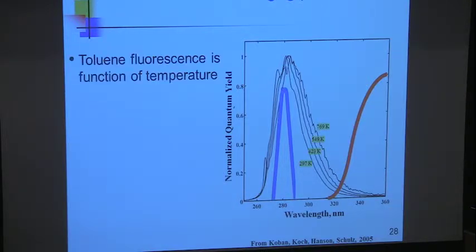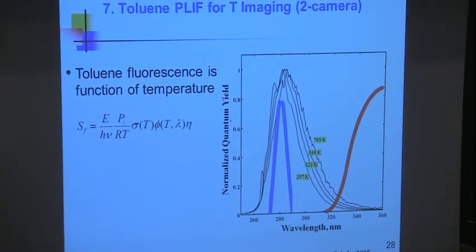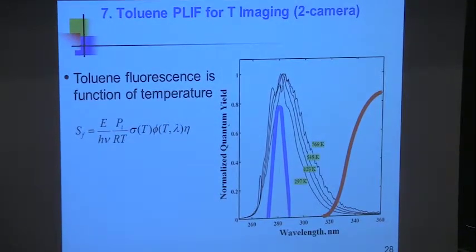Talk with my student. So it's a function of temperature. You have to understand it always boils down to the photophysics. If you do isothermal, isobaric, it's trivial. But if you do a compressible flow field or high temperature flow field, you have to study the photophysics.